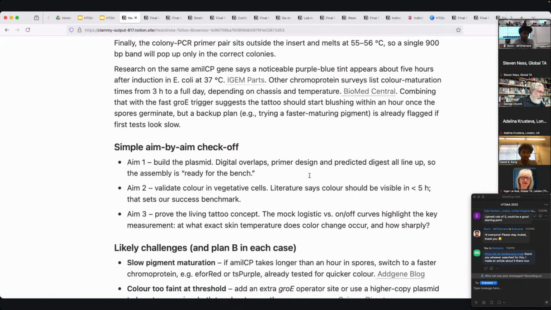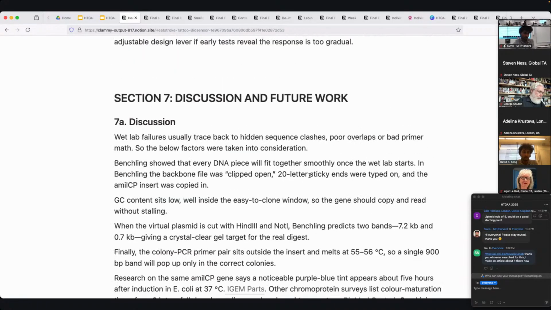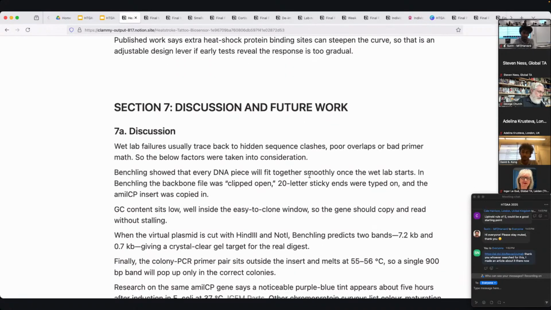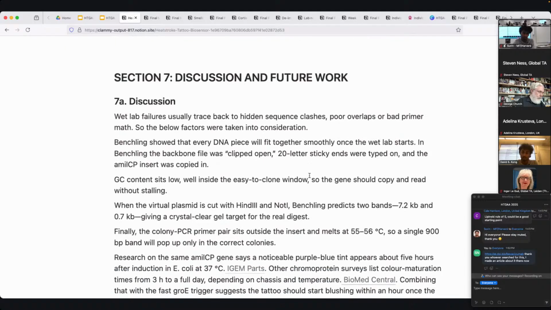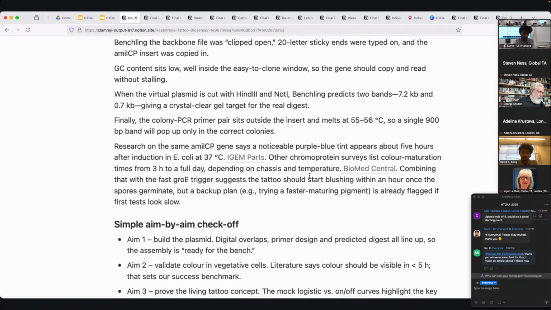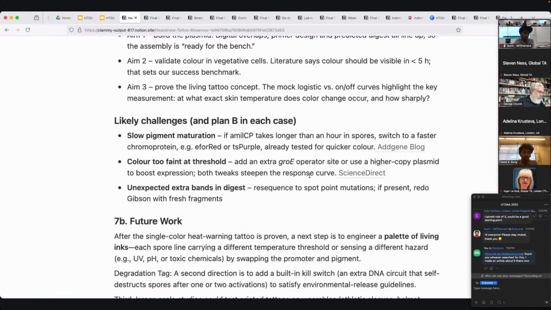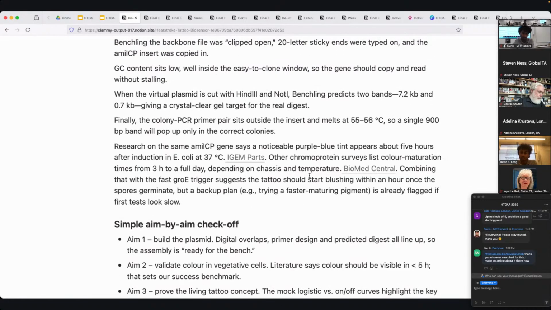And then I'll talk about a discussion a bit. So for color, this gene has been shown to produce the visible tint, although it would take a little longer than ideal. And this is in a normal bacteria like E. coli. But because the grow-eat promoter turns on faster, I'm hoping that this would cause the color to appear soon enough to serve as a good biosensor for heat stroke and not have it be too late.